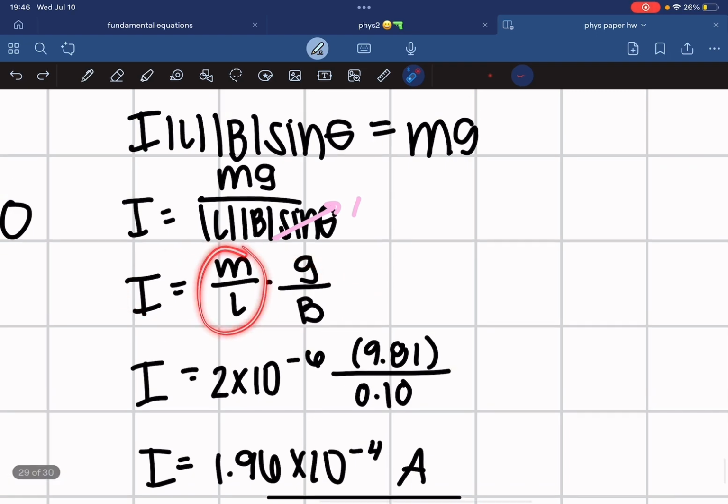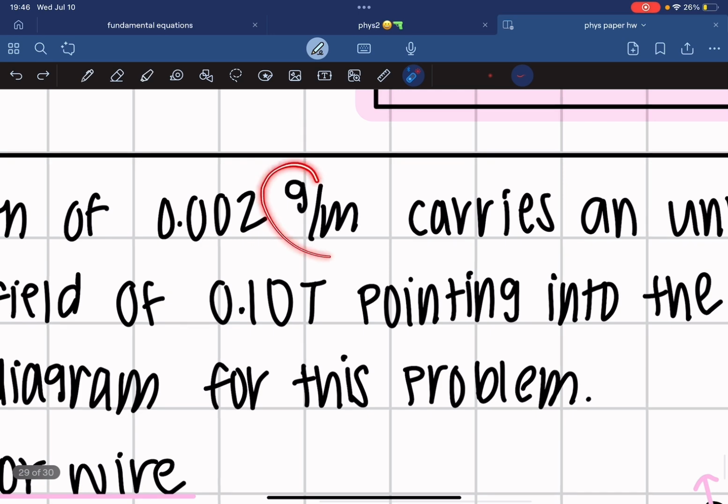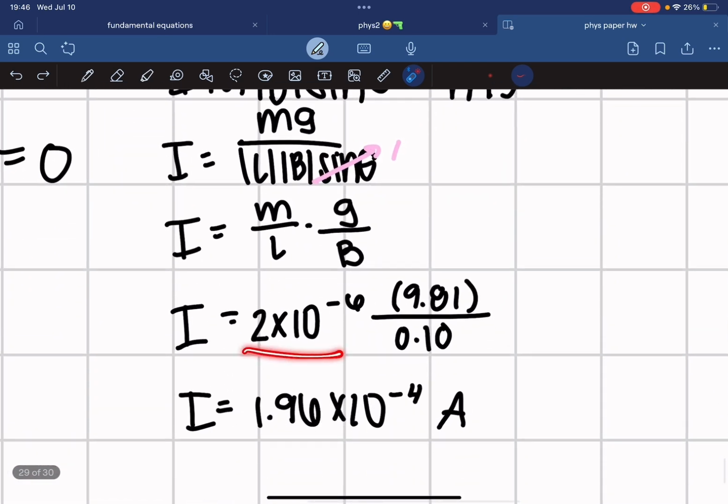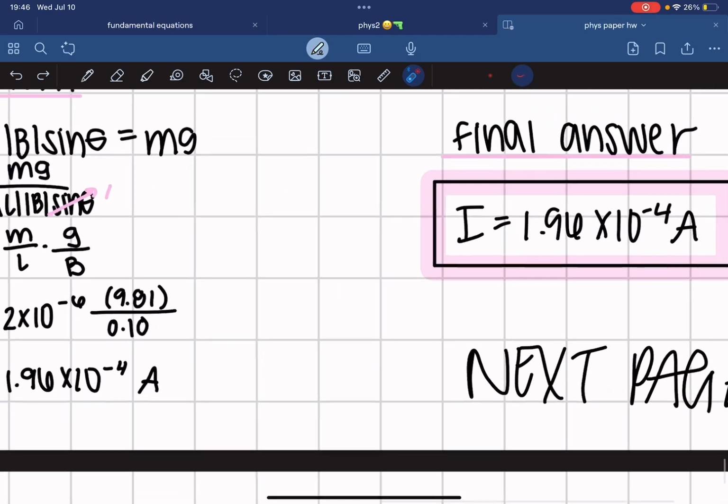Our mass per unit length is given above in grams per meter. However, the SI units are kilograms per meter, therefore we have to take that into account when plugging that number in. Then we have our gravitational constant and our magnetic field as given above, and we solve for the current to be 1.96 times 10 to the negative 4th amps.